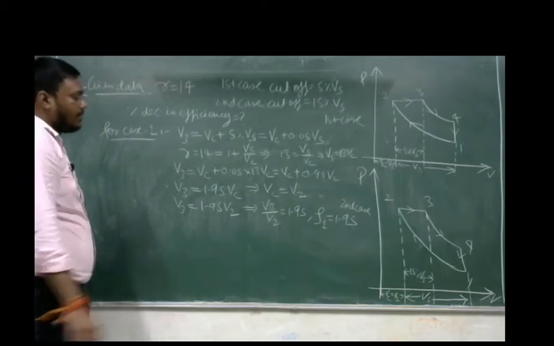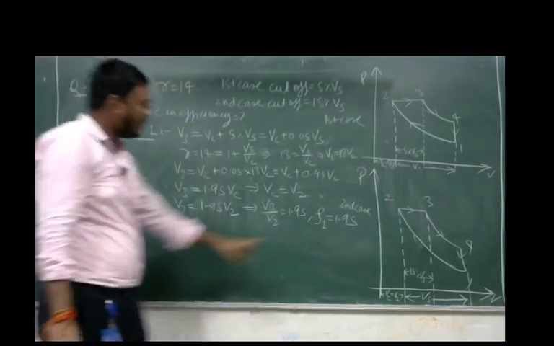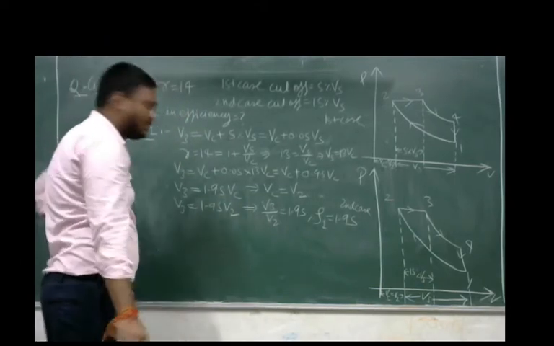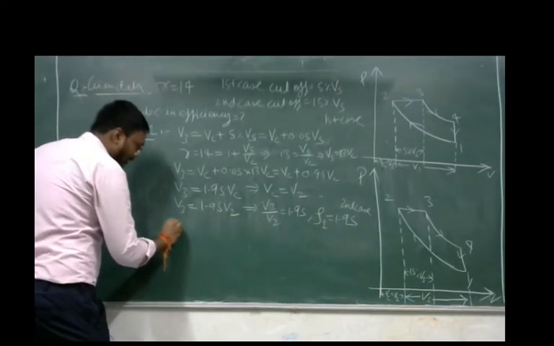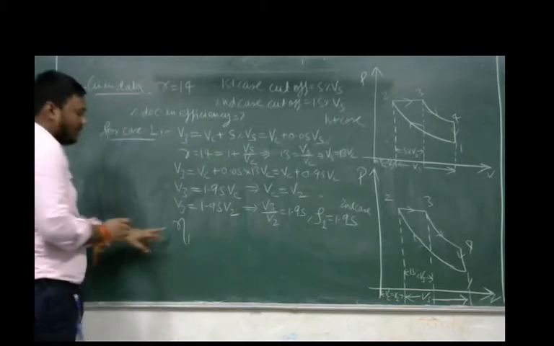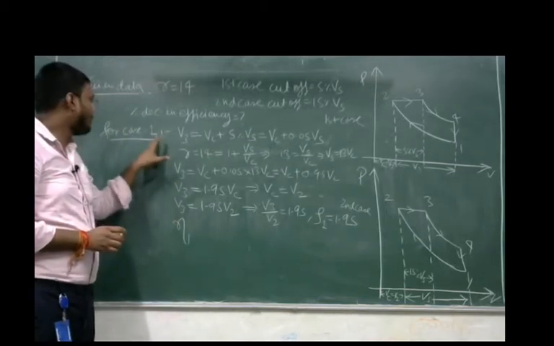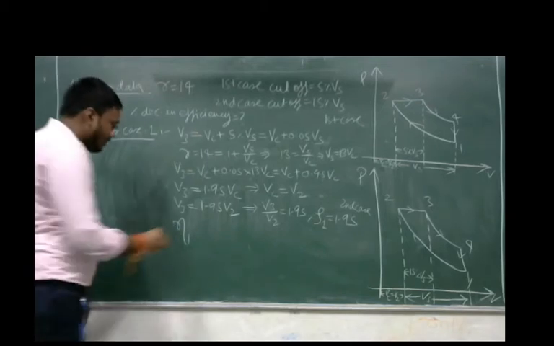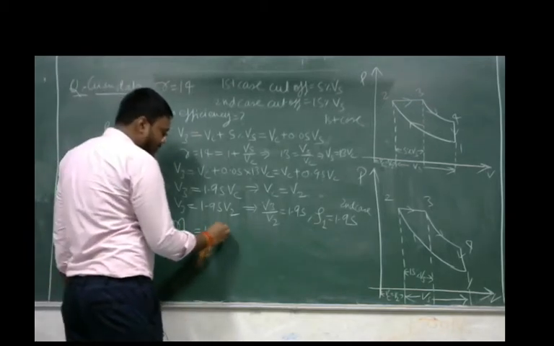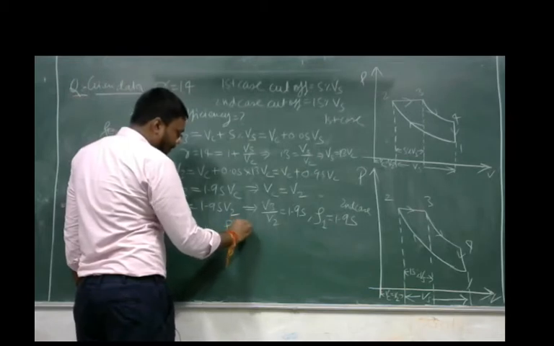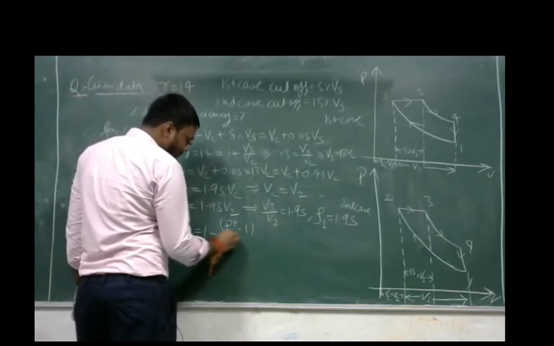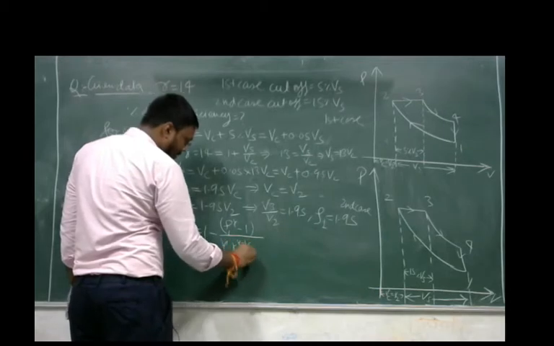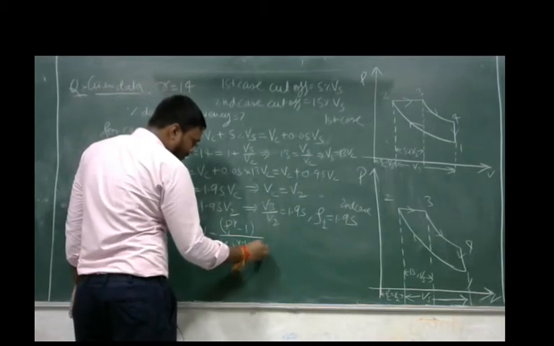So here we have found the value of rho 1. Now we can calculate the efficiency eta 1. As this efficiency is for case 1, we write eta 1, efficiency for case 1. Eta 1 should be equal to 1 minus rho 1 to power gamma minus 1 divided by gamma into r to power gamma minus 1 within bracket rho 1 minus 1.